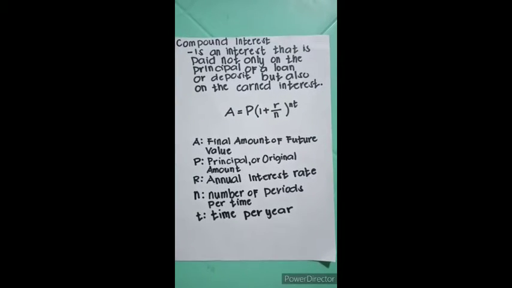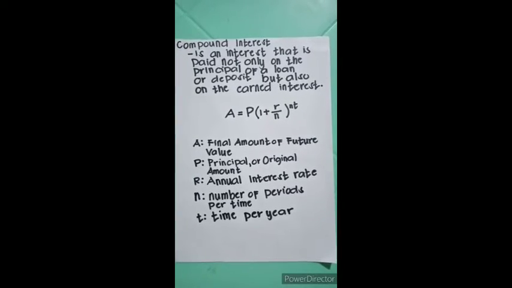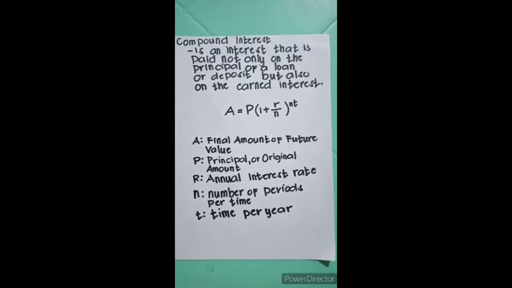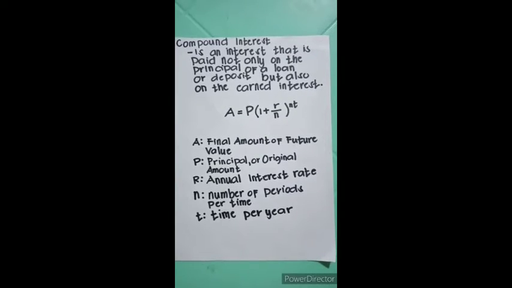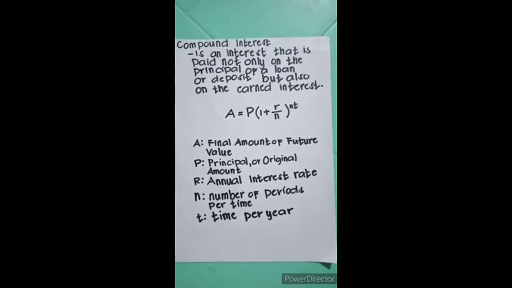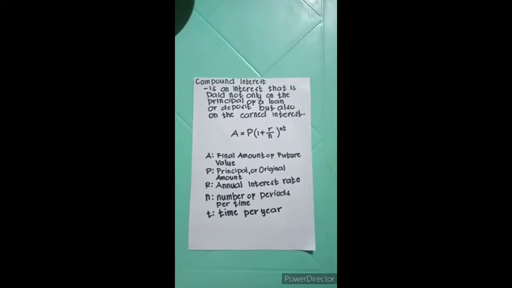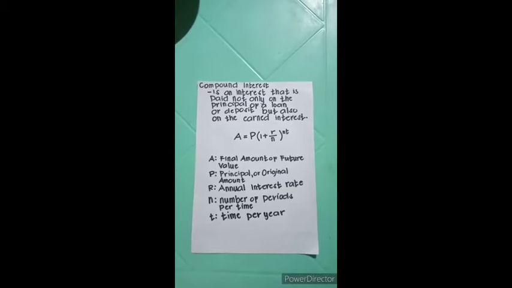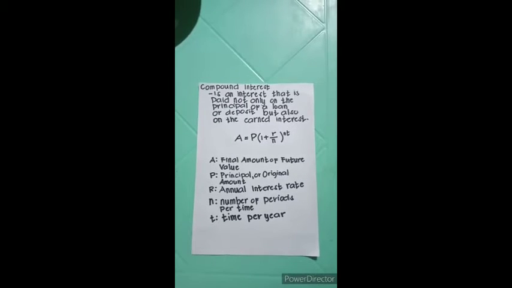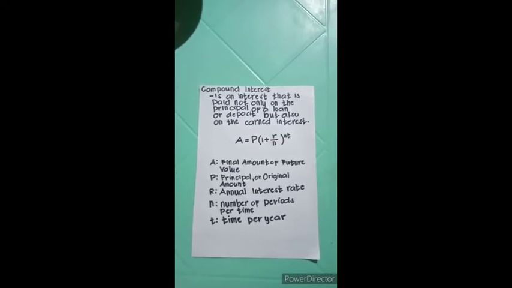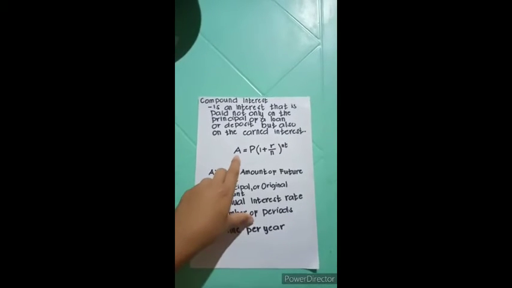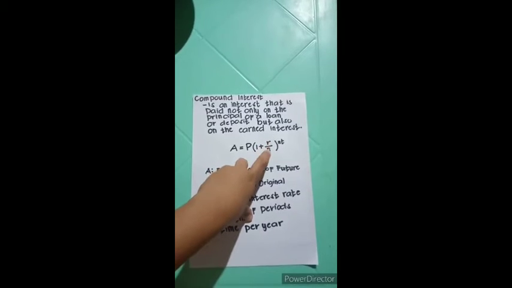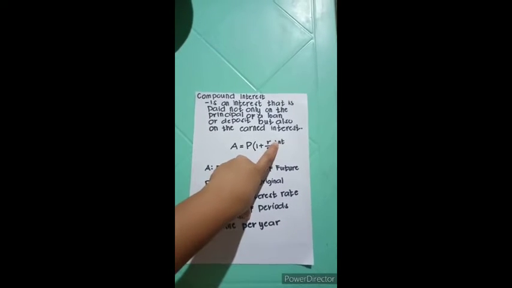Compound interest formula in solving problems. Compound interest is the interest that is paid not only on the principal of a loan or deposit but also on the earned interest. The formula of the compound interest is A equals P times 1 plus R over N, raised to NT.